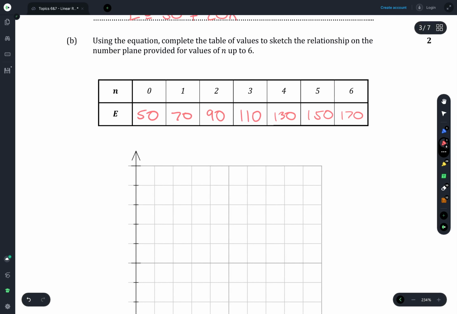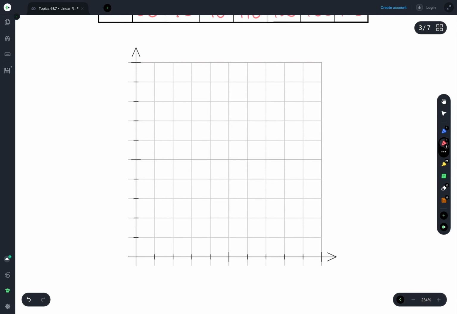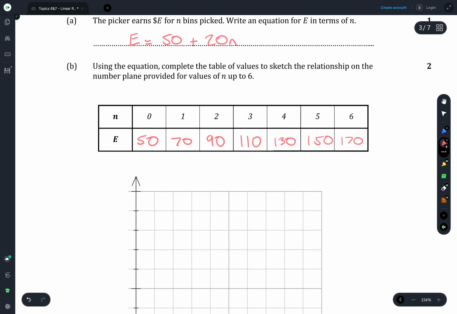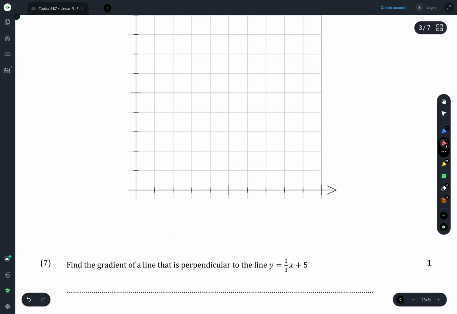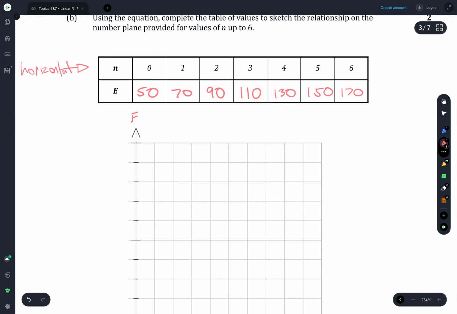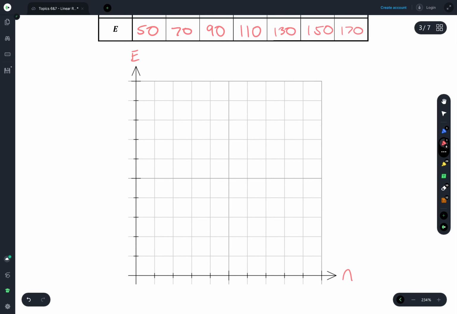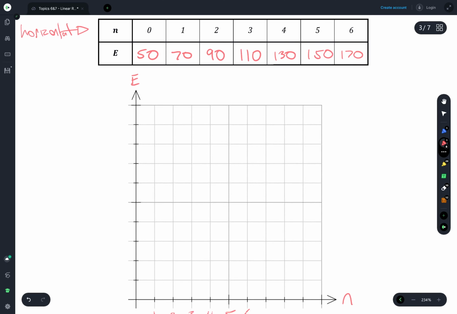And so now what we want to do is sketch this relationship on the number plane for values up to 6. Let's first of all look at our axes. The number along the top is going to be the horizontal axis, so this is going to be my N axis here. And then this is going to be my E axis. It's important that we know which axis is which. Now that we've done that, we have 1, 2, 3, 4, 5, 6. The question is just asking me to do the first 6.